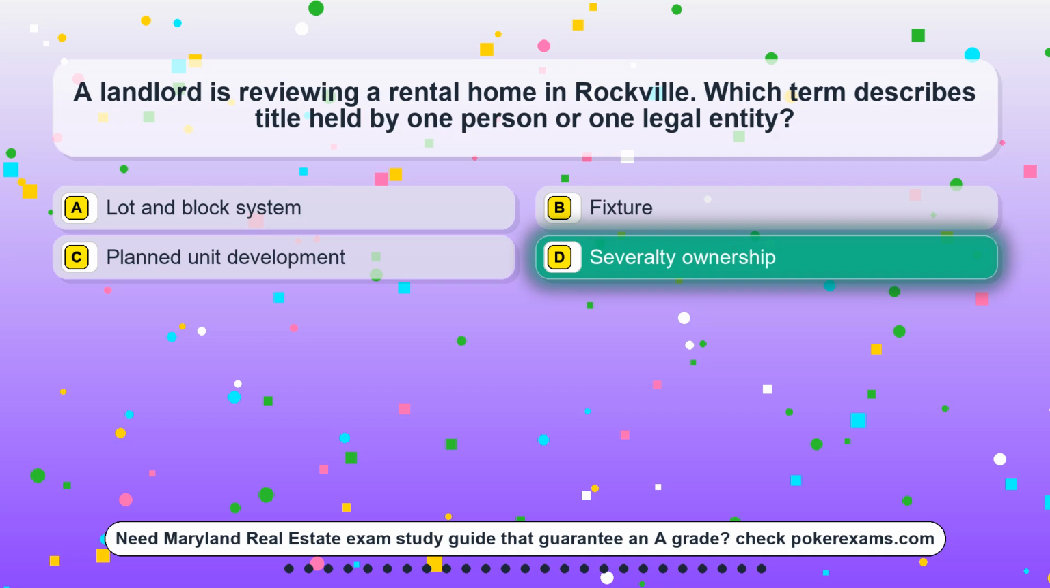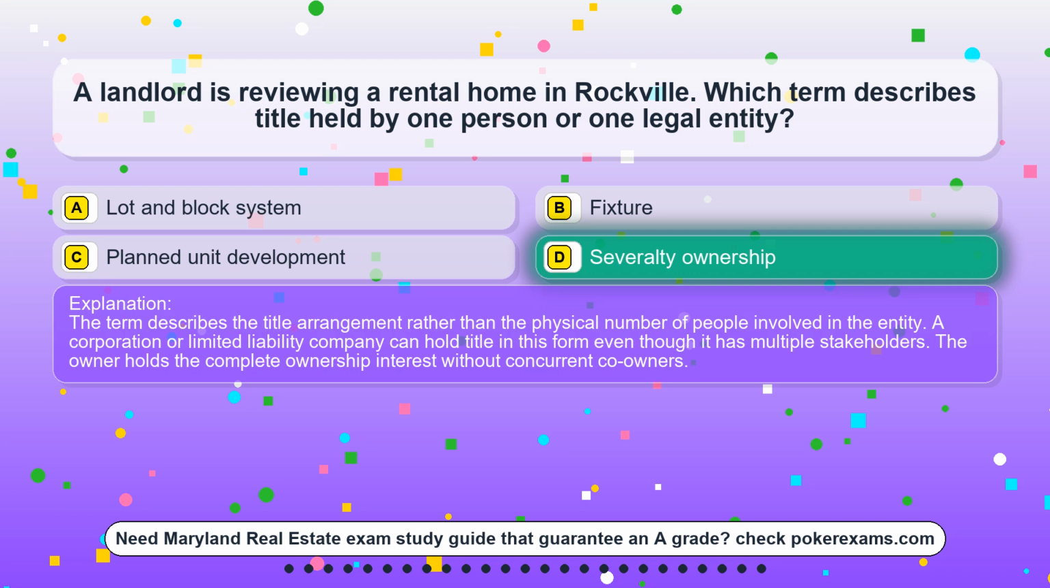The correct answer is option D, severalty ownership. The term describes the title arrangement rather than the physical number of people involved in the entity. A corporation or limited liability company can hold title in this form even though it has multiple stakeholders. The owner holds the complete ownership interest without concurrent co-owners.